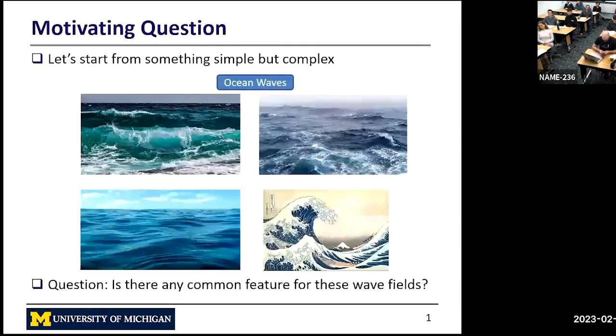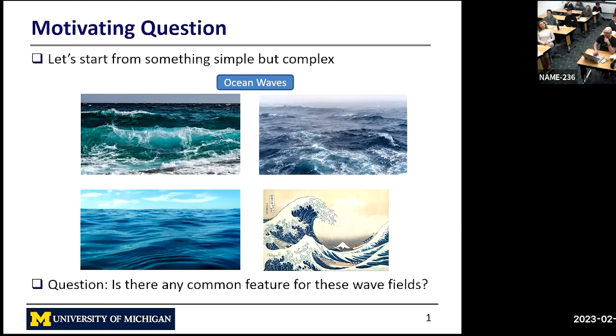To begin with, I'm going to start from a motivating question that is familiar to most of us as marine engineers, something that we probably deal with in our everyday research about ocean waves. More specifically, here I'm talking about ocean surface gravity waves. Here I show you 4 pictures I downloaded online of different wave fields in the ocean. Some are real photographs, some are computer animations, and some are artwork from Japan.